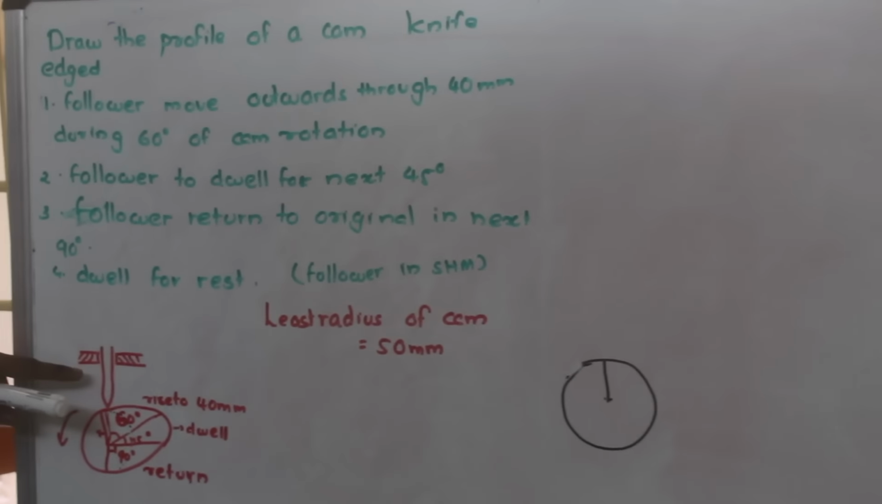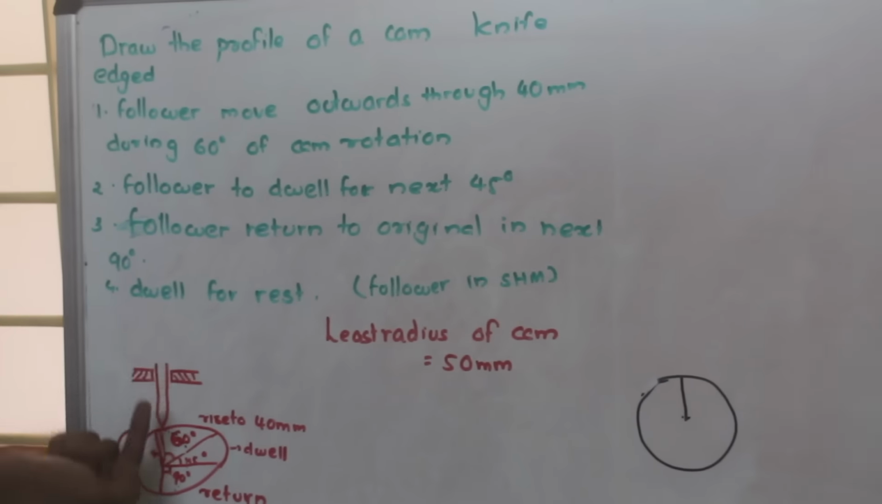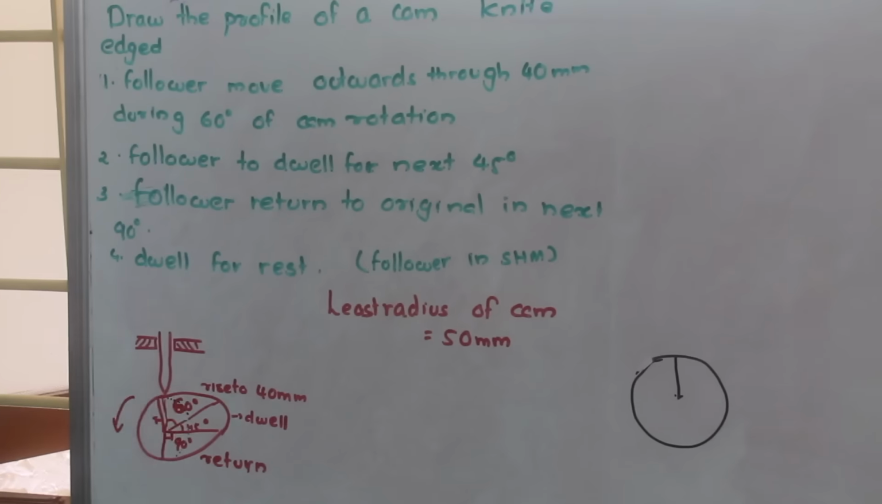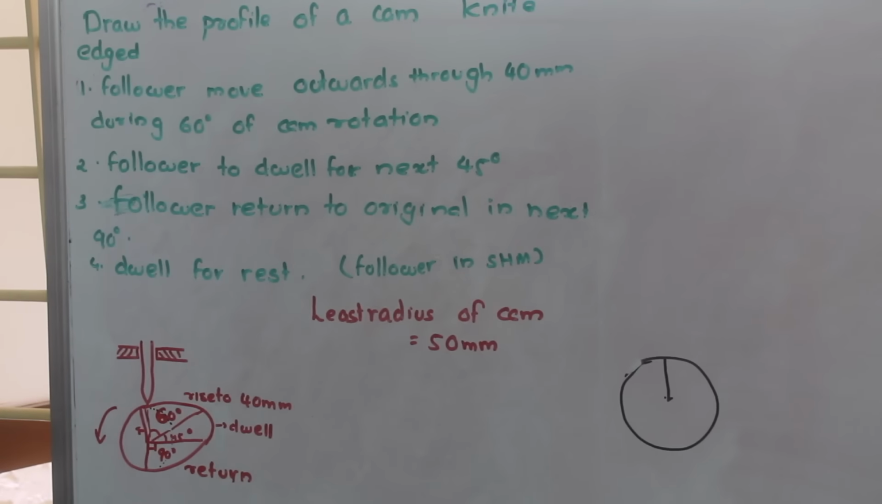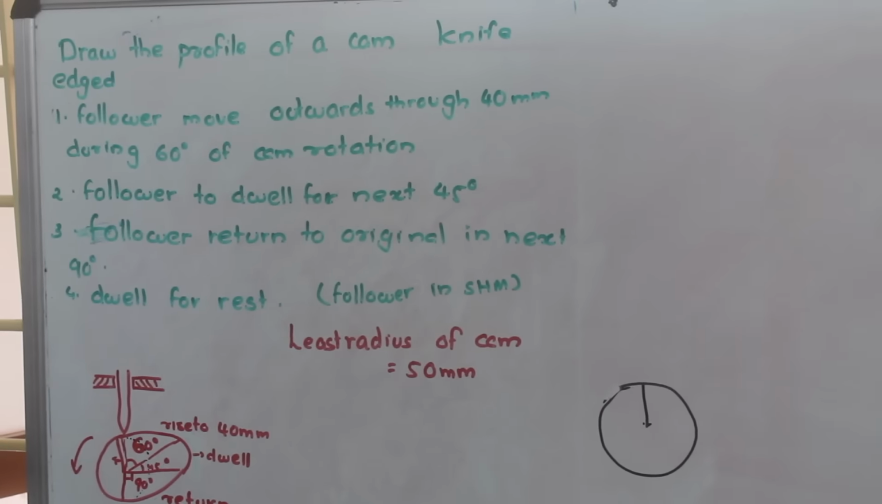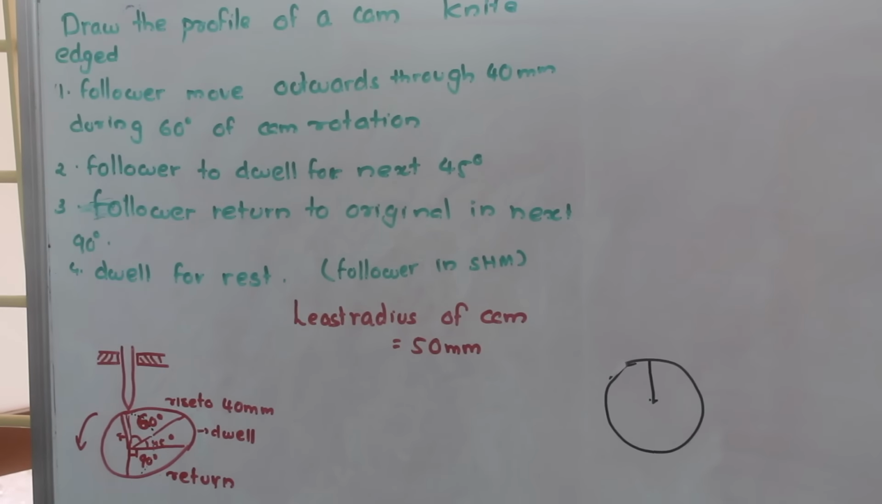If the follower was in uniform motion, then the velocity of the follower would be constant throughout the motion. But here the velocity will not be constant, but will be following a simple harmonic motion. So first, let us draw the velocity diagram.